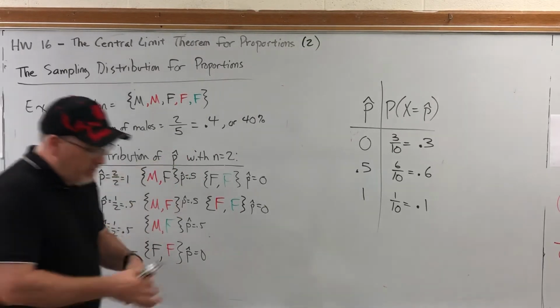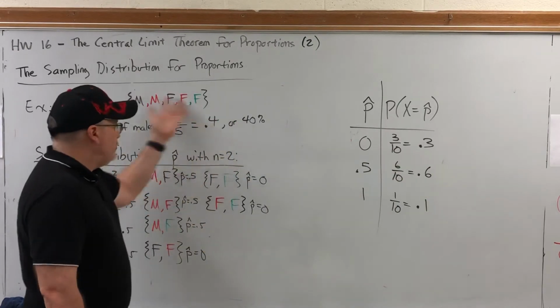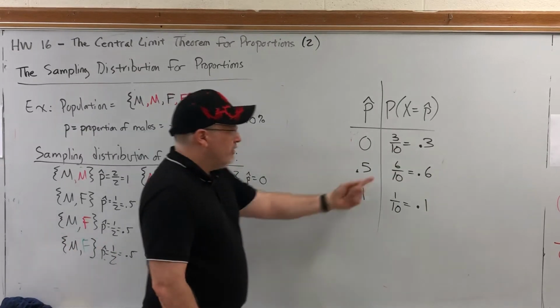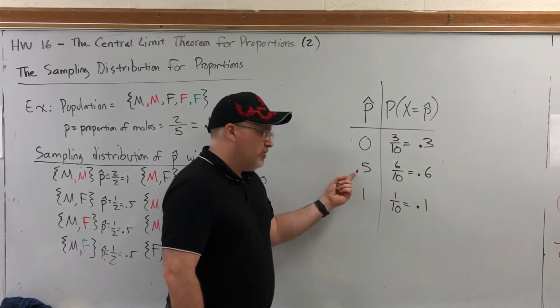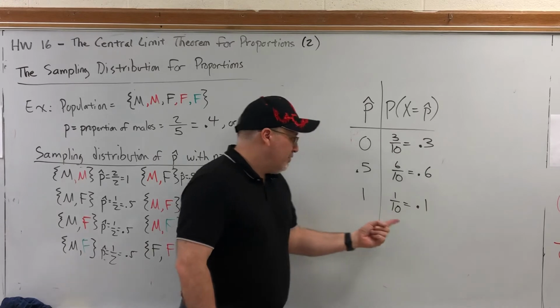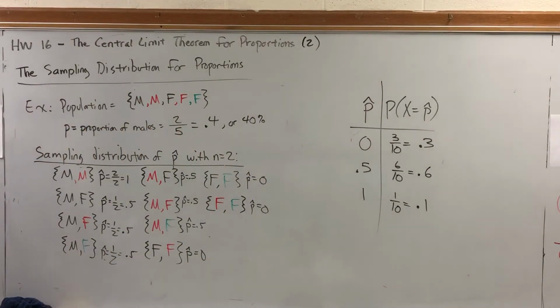So what does this mean over here? If we think of these as percents, if we pick 2 people at random, there's a 30% chance that none of them are male, a 60% chance that 50% of them are male, and only a 10% chance that 100% of them are male. I want to do one more thing before we go to the next video.